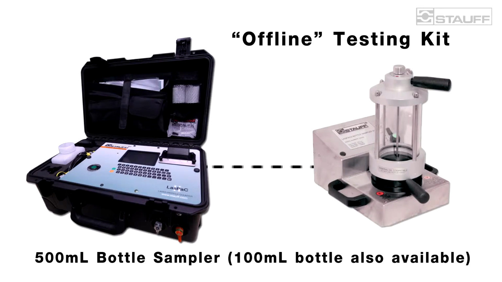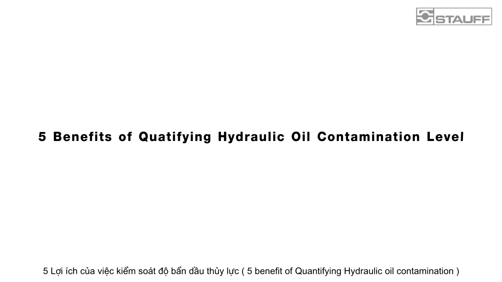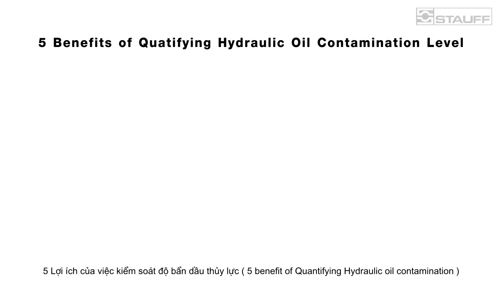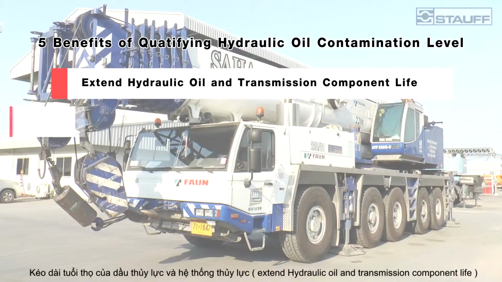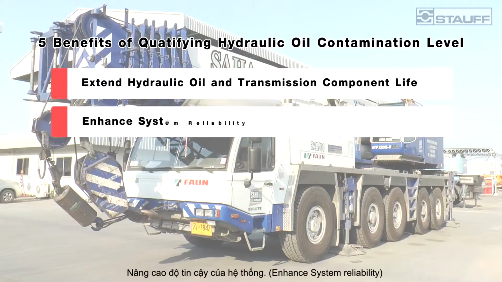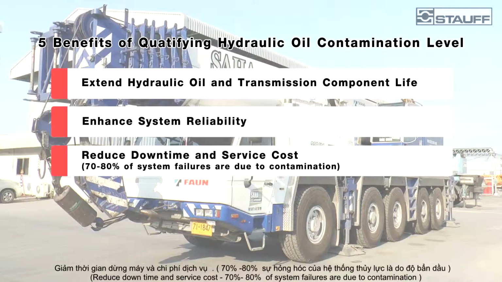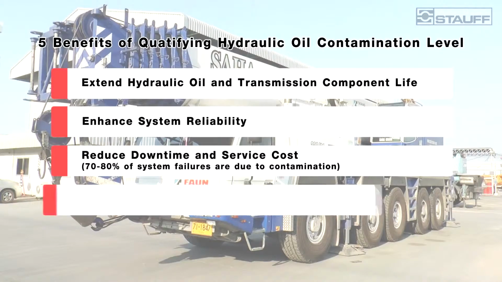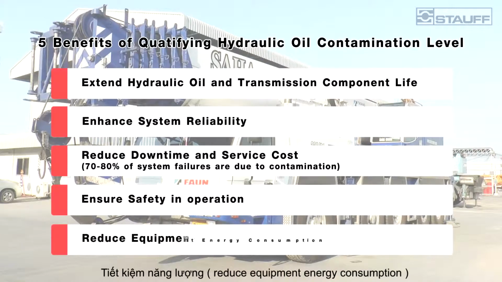Five benefits of measuring and quantifying the numbers of solid contamination in hydraulic oil: extend hydraulic oil and transmission component life, enhance system reliability, reduce downtime and service cost. 70 to 80% of system failures are due to contamination. Ensure safety in operation, reduce equipment energy consumption.